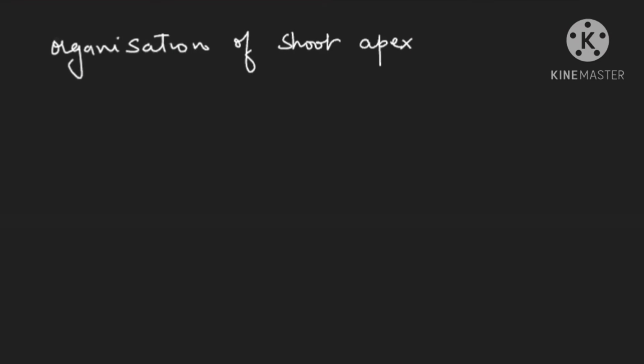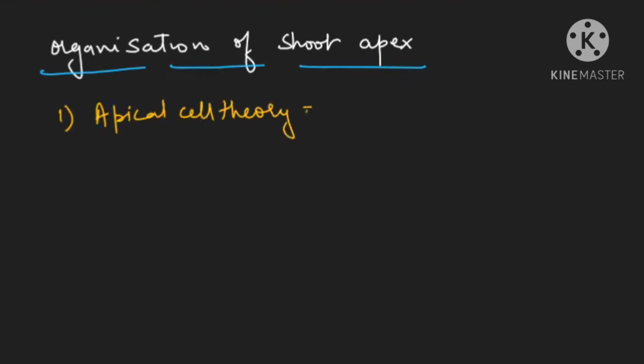Now see, organization of shoot apex. Different scientists give different theories. So I just highlighted the theories, because I have to teach it. First is the apical cell theory. Apical cell theory was given by Nageli and Hofmeister. And this theory is not applicable for higher plants. It is applicable only for the bryophytes, some pteridophytes and some algae only.